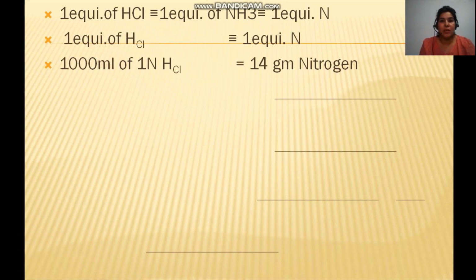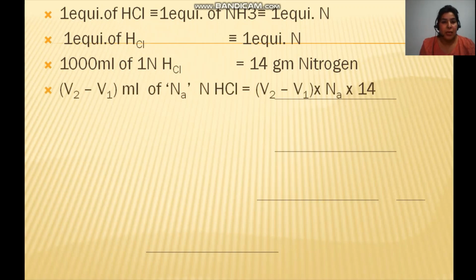And when we get the volume, that is equivalent to 1 equivalent of HCl. So 1 equivalent of HCl is equivalent to 1 mole of ammonia, and that is equivalent to 1 equivalent of nitrogen. And 1 equivalent of HCl can be written as 1000 ml of 1 normal hydrochloric acid equal to 14 gram of nitrogen. And we do not have 1000 ml of HCl; in the titration, the amount of acid that absorbed ammonia is V2 minus V1 ml.